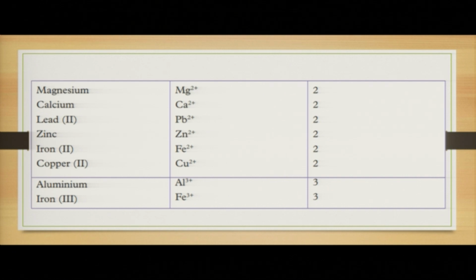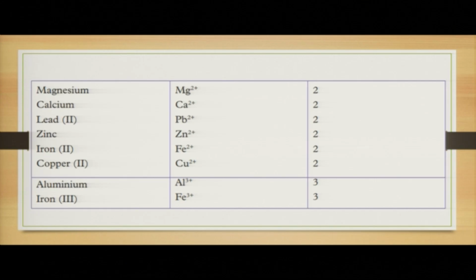Similarly, when you look at the ions that we have: magnesium, calcium, lead, zinc, iron, copper, aluminium. But when you look at the lead 2, we have lead 2, we have iron 2, we have copper 2, we have iron 3.